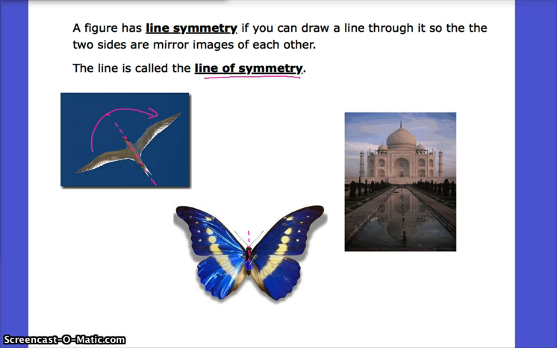Same with the butterfly here, we could divide this. Very symmetrical. I could fold it and this wing would land almost right on top of that wing. Taj Mahal, so here's an example about architecture. We can see that a lot of architecture has symmetry because we like how it looks. It looks pretty, it looks good. So the Taj Mahal is a great example of line symmetry.